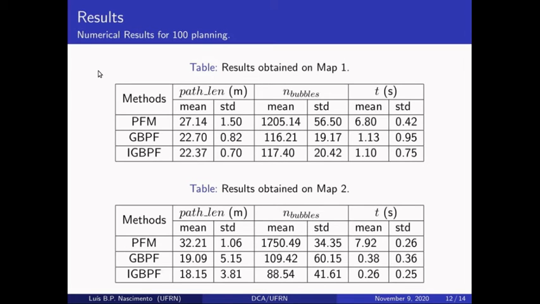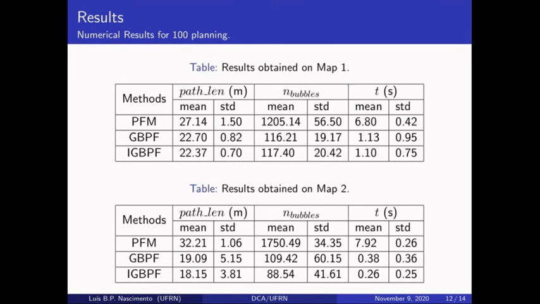These tables present the results for 100 simulations to analyze path length, number of computed bubbles, and the searching time. As can be seen, PFM presented the worst results for all these cases, but this behavior was expected because PFM performs an approximated coverage of the free space, so a high number of bubbles are computed, and consequently the time is higher.